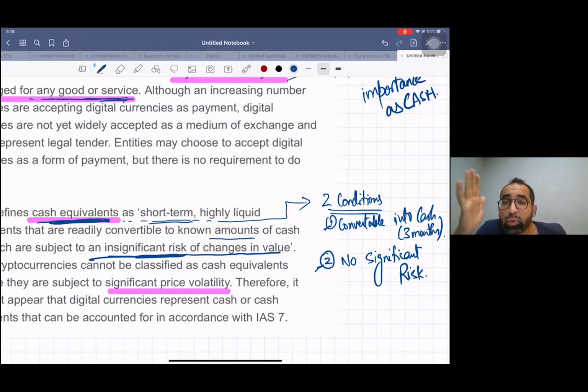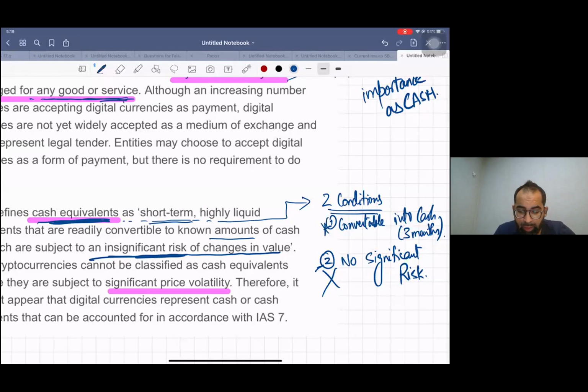is no commitment. There is no contractual arrangement with any other party that you will get the cash. So first condition not met, and second condition 100% not met. Why? No significant risk. But you have seen there is a big fluctuation in the value of Bitcoin and these currencies. So yes, there is a significant risk.